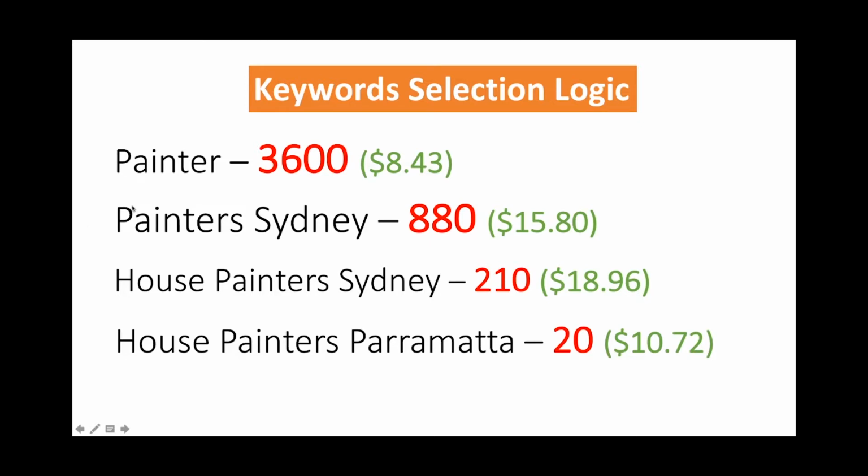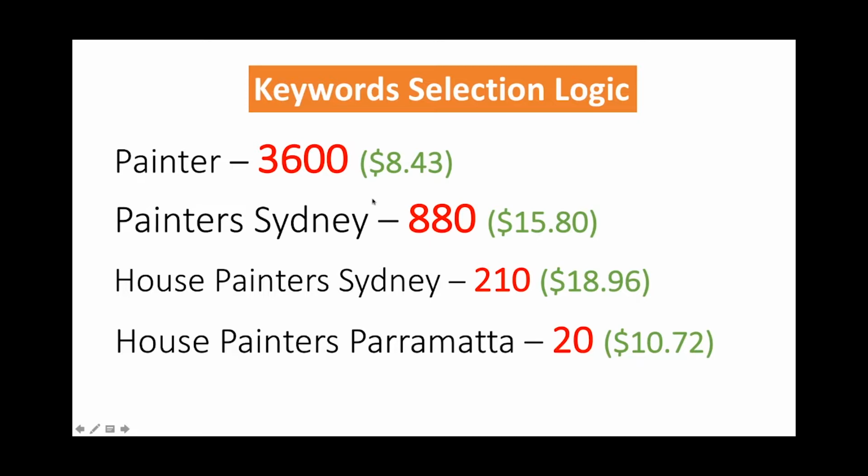Now let's consider the next keyword, painters Sydney. Now this keyword is a bit more specific. Why is it more specific? Because it includes the location at the end, Sydney. So somebody is looking for local painters in Sydney. That's why they've included Sydney at the end of their search phrase when they were searching in Google.